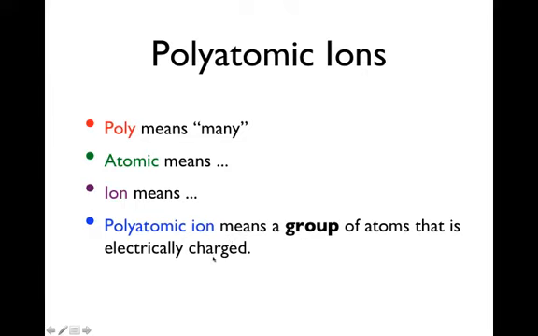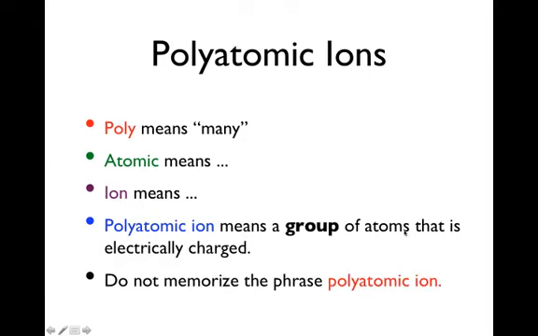So here we're not talking about one single atom that has an electrical charge. We're talking about a group of atoms that as a pack, as a group, has an electrical charge. I don't want you to necessarily memorize the phrase polyatomic ion. I just want you to have a sense of what it means, and I'll give you a few examples of polyatomic ions in the next slide.